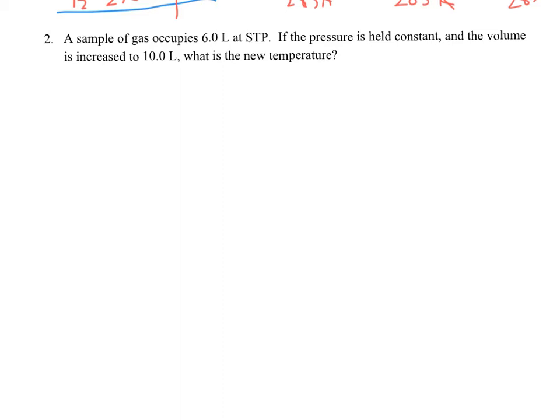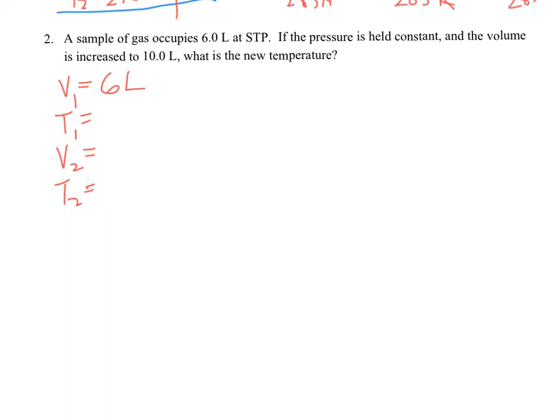We're at our second problem, and we're going to make the key first. So I'm going to do my V1 equals, my T1 equals, my V2 equals, and my T2 equals. And then I am going to plug in the appropriate variables. Now this says a sample of gas occupies 6 liters at STP. So 6 liters is my initial volume. I'm not going to put the decimal point in just to make it easier. 6 liters. It's at STP.